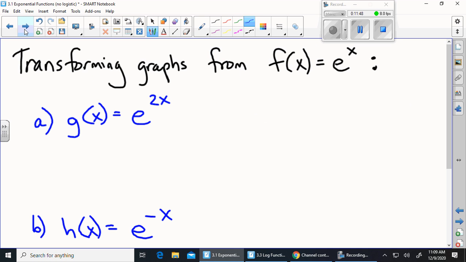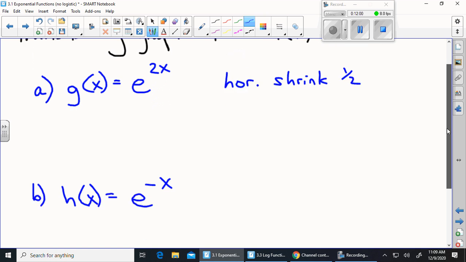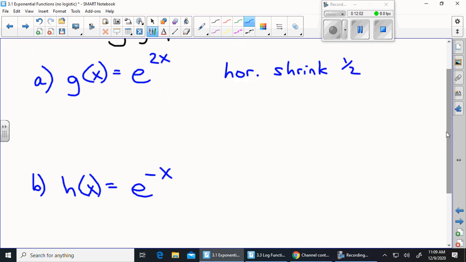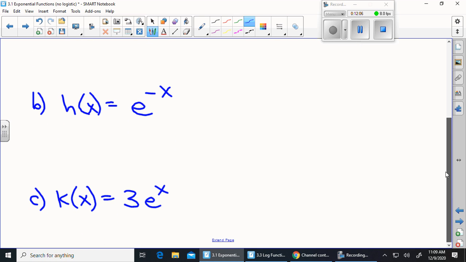It's not 2. So if I say what's being done, this would be a horizontal shrink of a half. Second one would be a reflection over the y-axis because the x is negative. Third one would be a vertical stretch of 3. Again, we just want you to know that e is a number, and when we talk about logs, e and ln, e does come in.